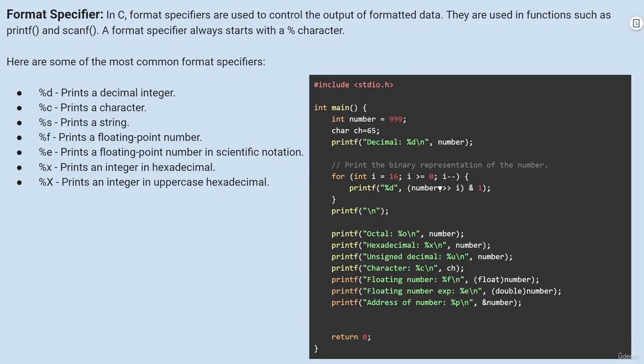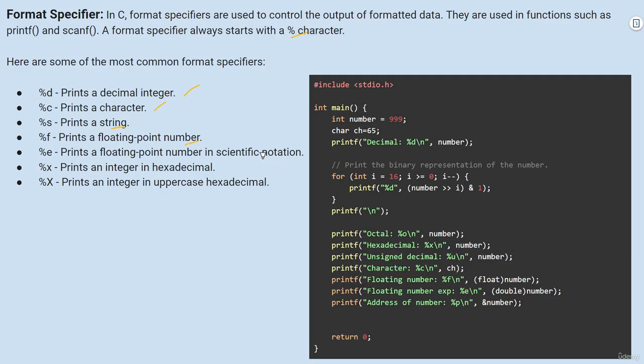Format specifier. In C, format specifiers are used to control the output of formatted data. They are used in functions such as printf and scanf. A format specifier always starts with a percentage character. So here are some of the most common format specifiers. %d prints a decimal integer. %c prints a character. %s prints a string. %f prints a floating point number.